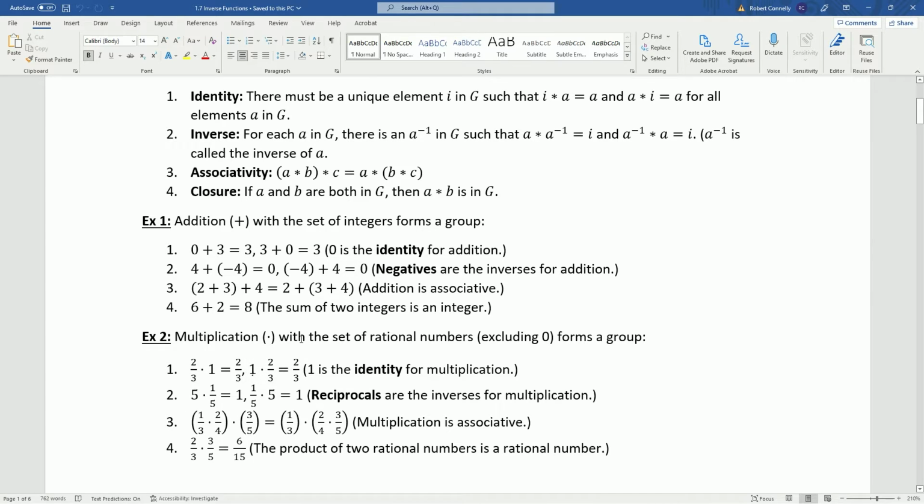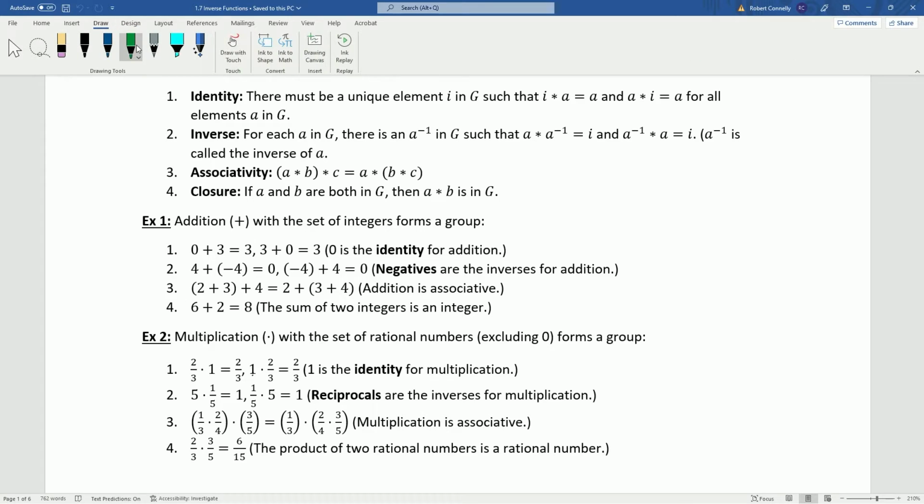Okay, why do we have to exclude 0? Well, because 0 times anything is 0, which means there is no inverse for the number 0, because you can't get 1 by multiplying something by 0. So 0 has no inverse, and hence we have to exclude it when we're talking about forming a group on multiplication.